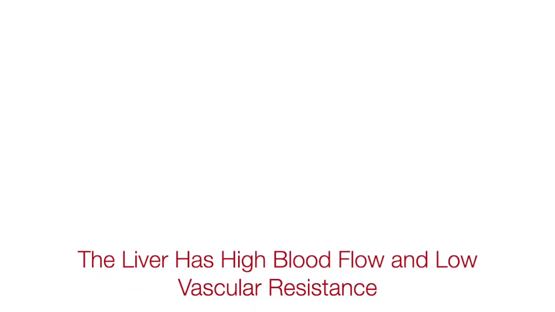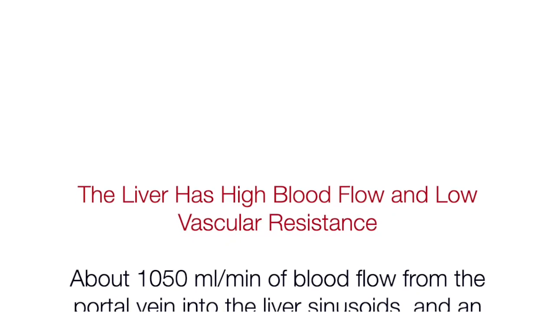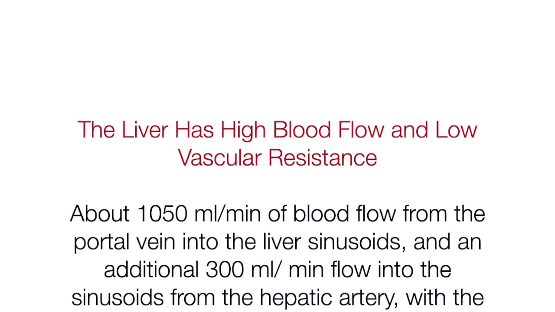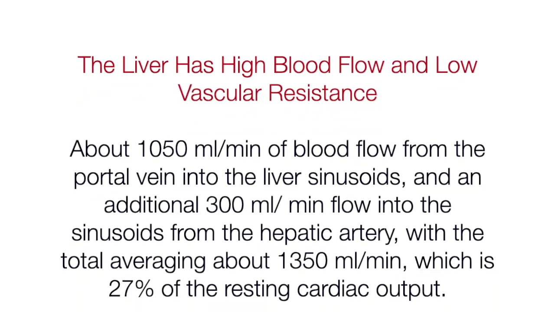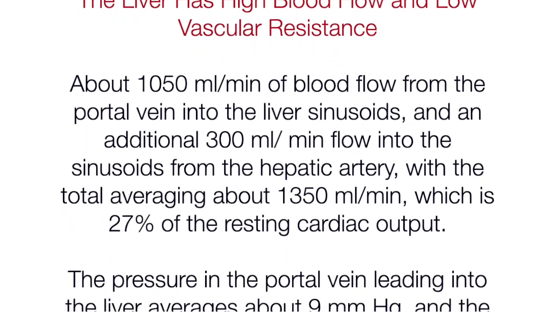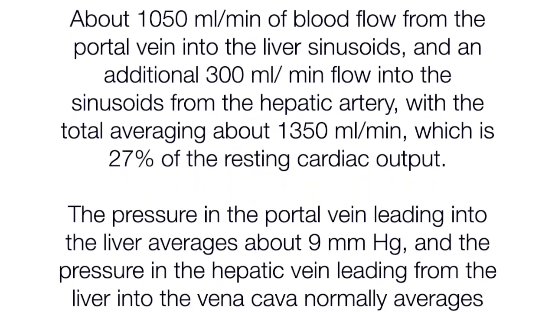The liver has high blood flow and low vascular resistance. About 1050 ml per minute of blood flows from the portal vein into the liver sinusoids, and an additional 300 ml per minute flows into the sinusoids from the hepatic artery, with the total averaging about 1350 ml per minute, which is 27% of the resting cardiac output.